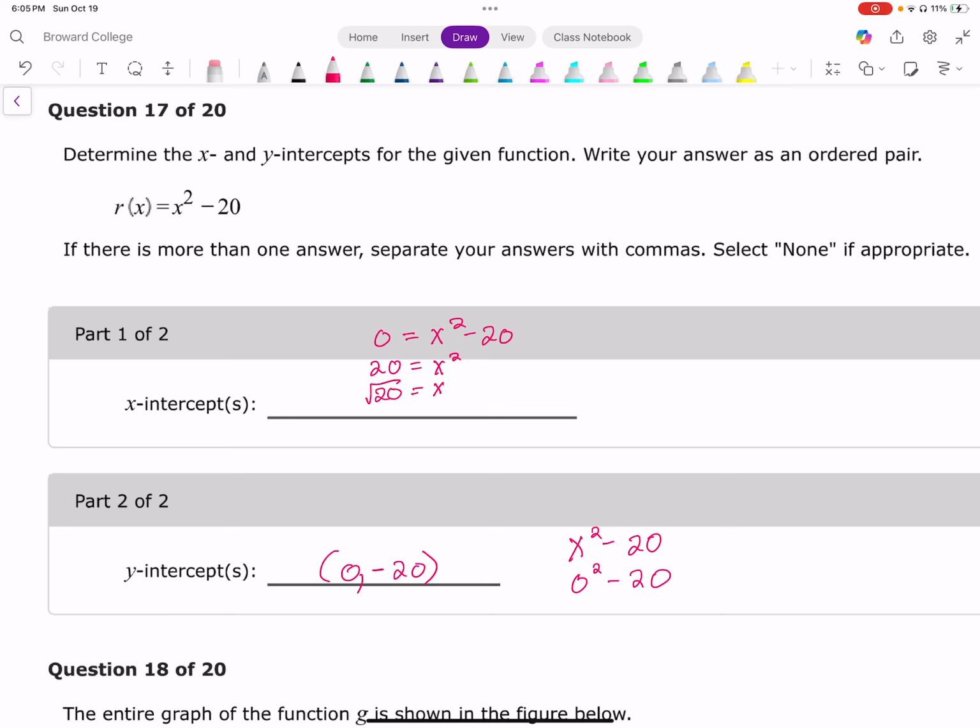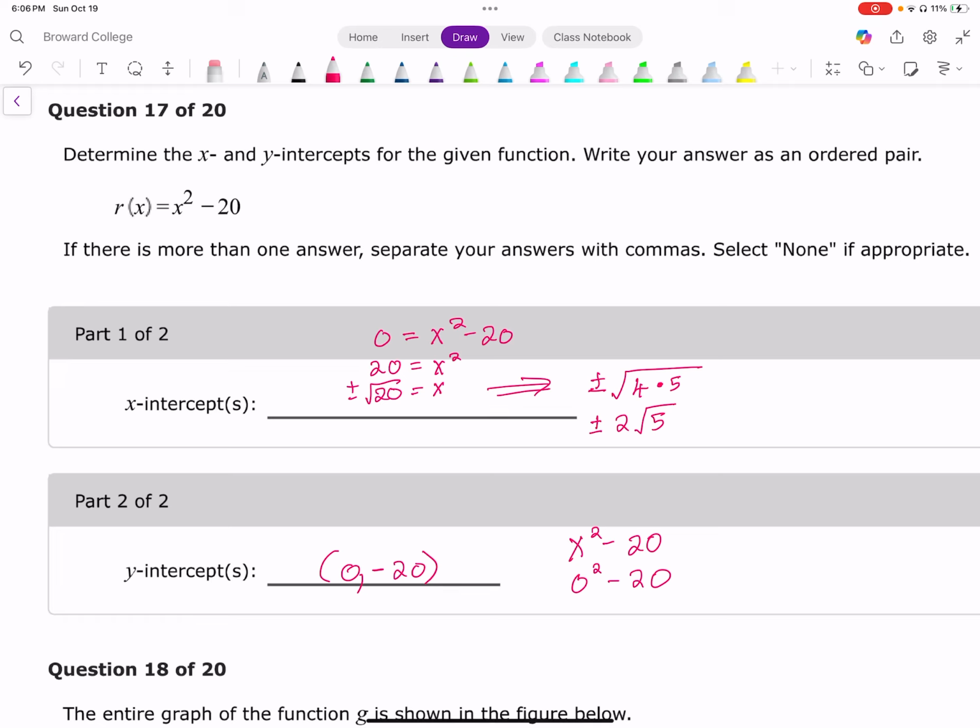Now, to simplify the square root of 20, don't forget, plus or minus the square root of 20. Two numbers we multiply to get 20, one must be a perfect square. So I'm going to rewrite this as plus or minus the square root of 4 times 5. So my answer is going to be plus or minus, square root of 4 is 2, and I'm left with radical 5.